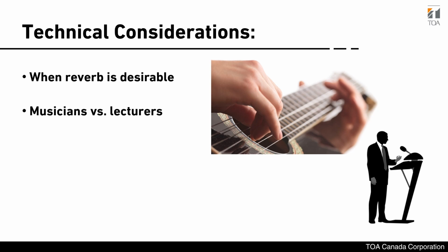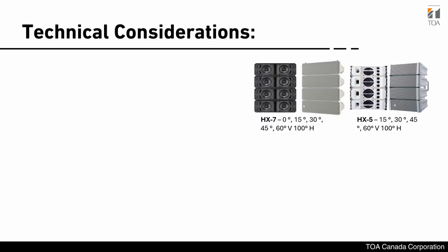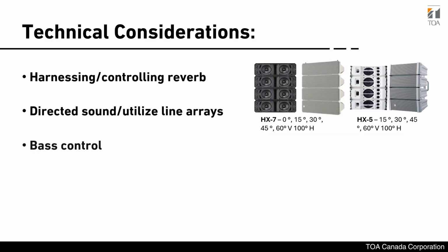To control reverb, we go back to space and speaker setup. Direct the sound to the audience with a proper PA system. Use speaker angles like line arrays for better focus. Limit bass since low frequencies are harder to control. Acoustic treatments like panels, bass traps, and ceiling clouds help reduce reflections in certain spaces.